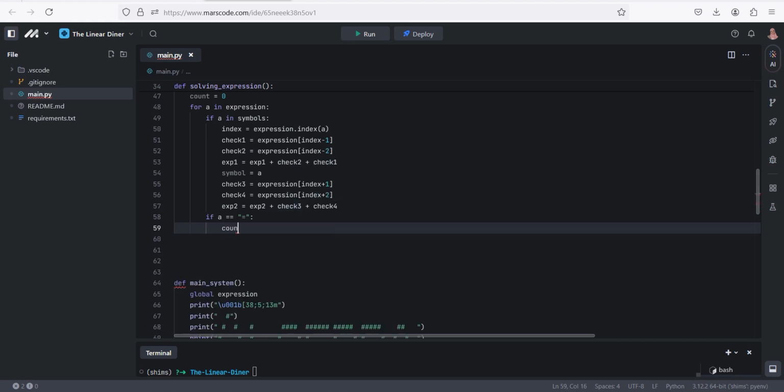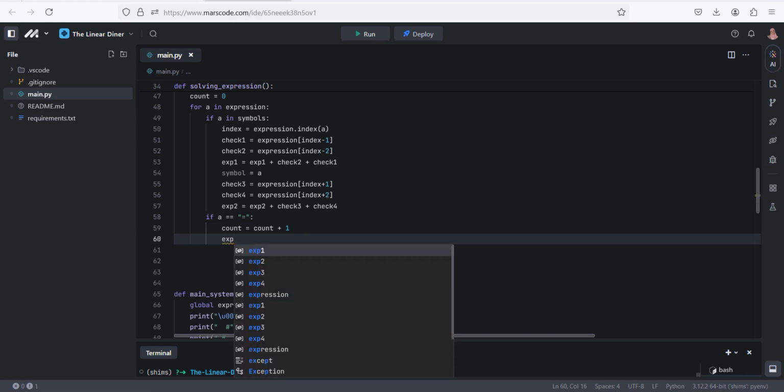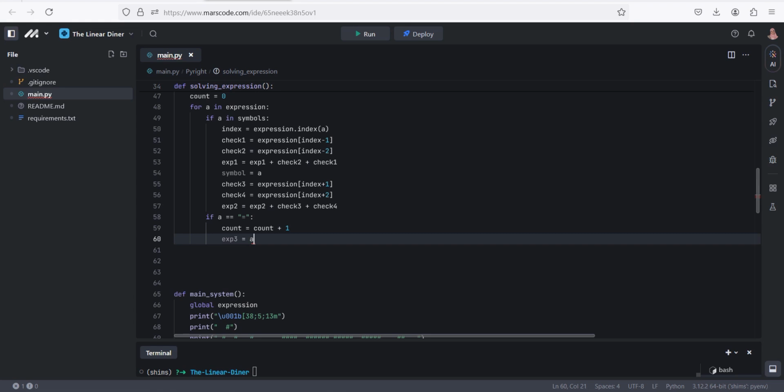So here we're going to do count equal to count +1. Remember, we created this count variable just to count how many things we're looking through. We're going to see how we're going to use it, how many things we're looking at in this expression. So here we're going to do expression 3 is going to be equal to the A, which is the equal sign. So this is the part where we say expression 3 is basically equal to the equal sign. So it's just the equal sign, if that makes sense.